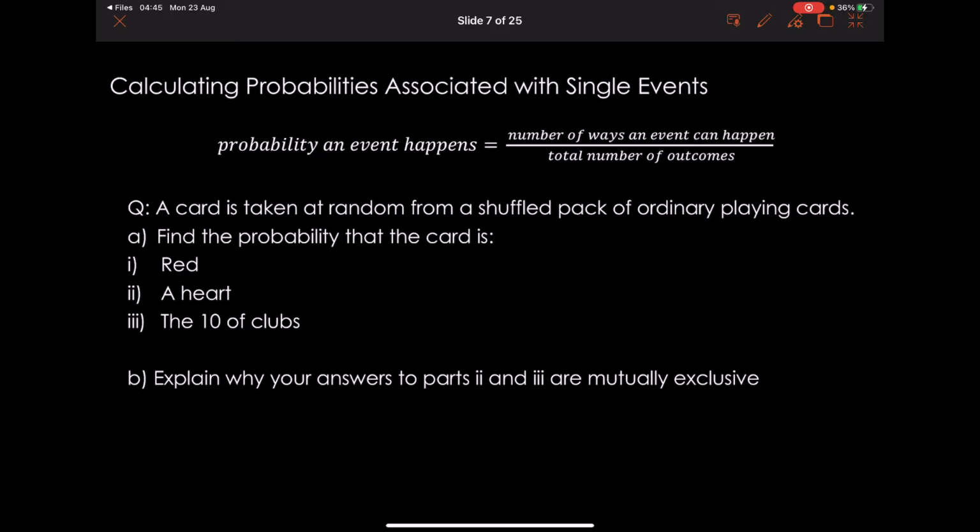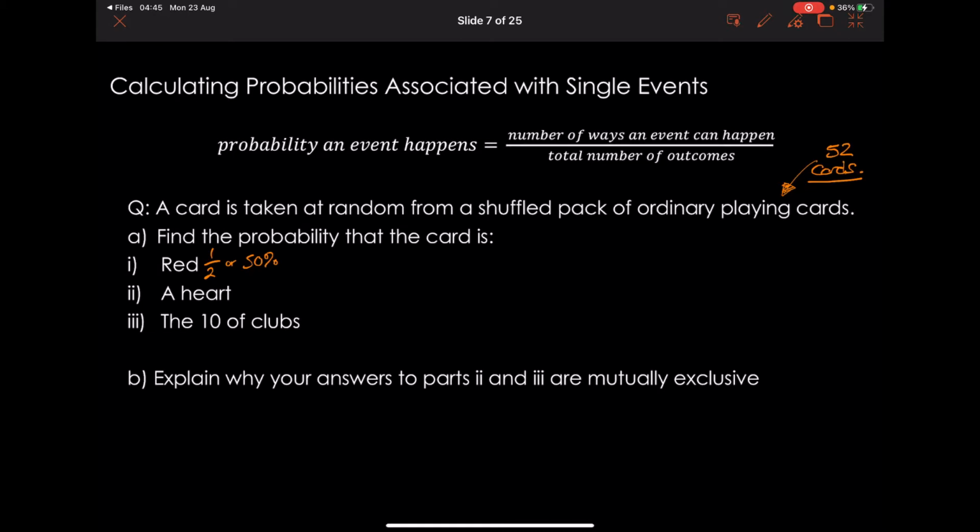Okay, if you've had a go. So a card is taken at random from a shuffled pack of ordinary playing cards. Now, this question is quite common, but teenagers these days don't always know how many cards are in a pack. And there are 52 cards in a pack of playing cards. The probability of you choosing red is actually half of the pack of cards, because half of the pack are black and half are red. So that would be a half or 50%, it depends how you want to write it.